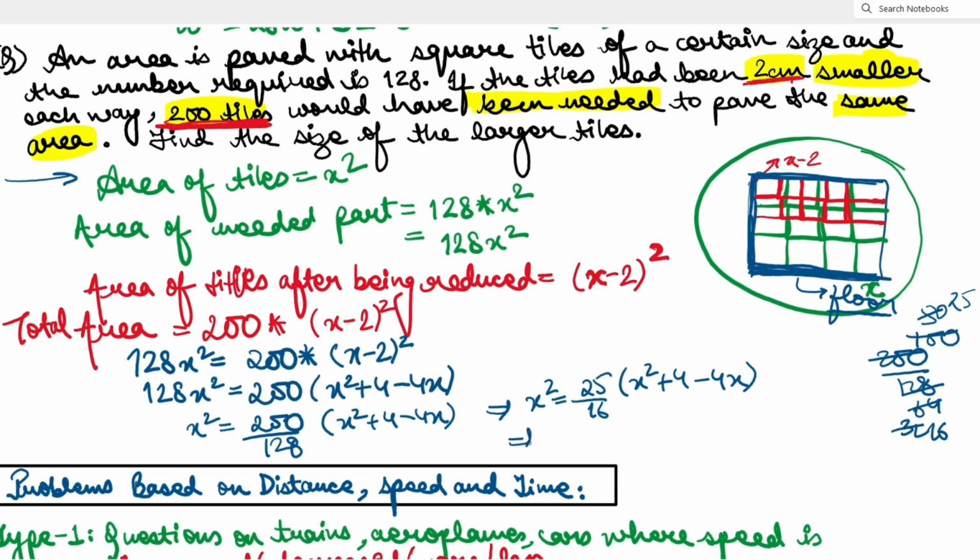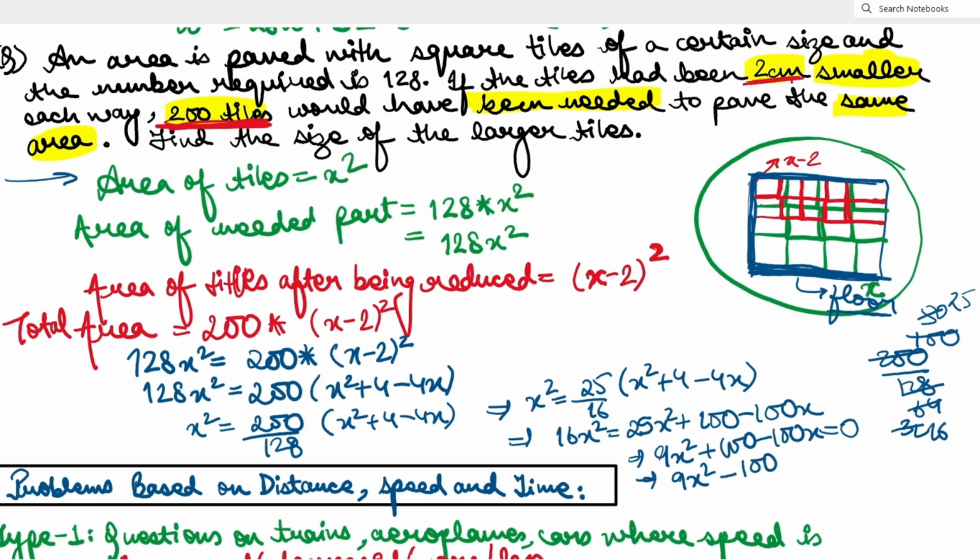Okay, now we'll cross multiply, that is 16x square is equal to 25x square plus 25 into 4 is 100 minus 100x. Okay, now we'll equate it again, taking it to the right hand side, that is 25 minus 16 is 9x square plus 100 minus 100x is equal to 0. We'll arrange it in the form of quadratic equation. So 9x square minus 100x plus 100 is equal to 0.